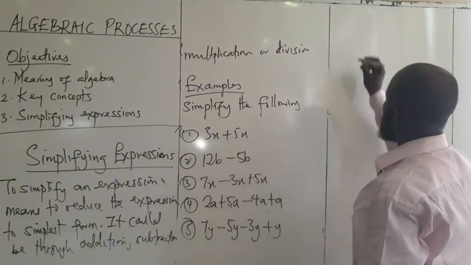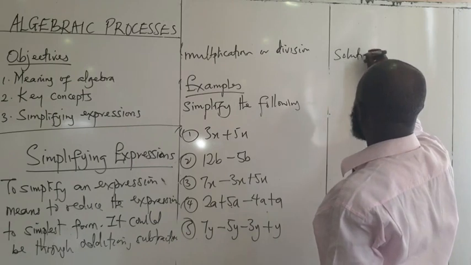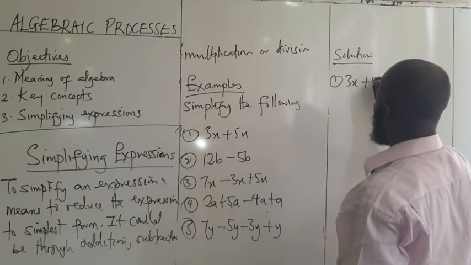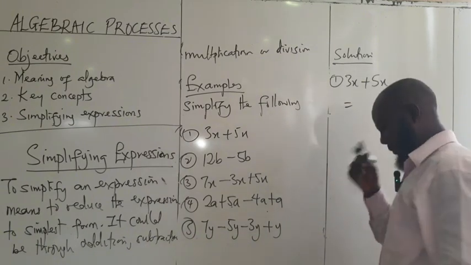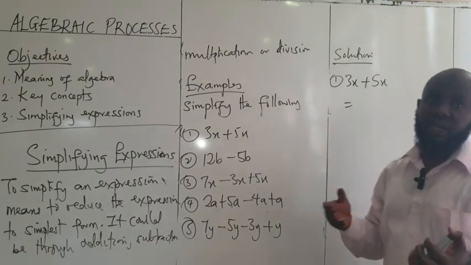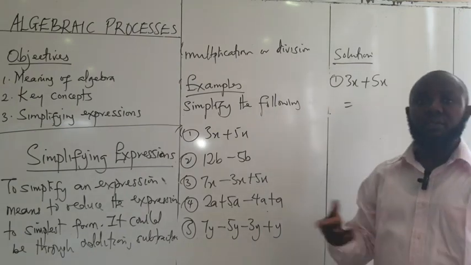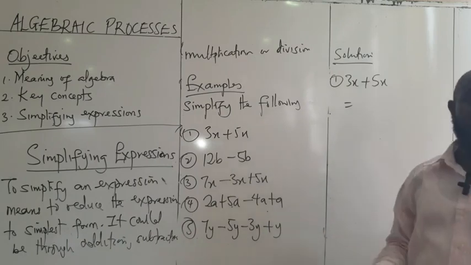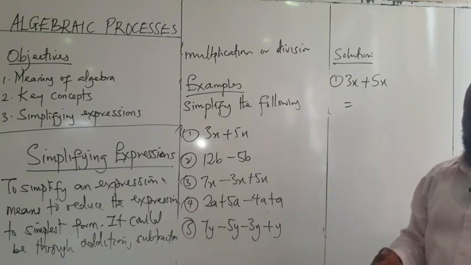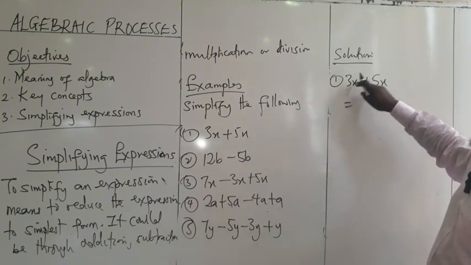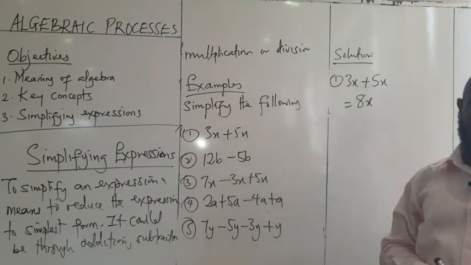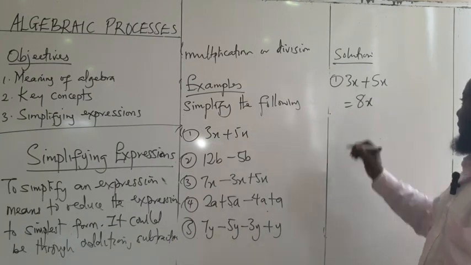So for us to do this, 3x plus 5x. Please take note of this. You can take it to real life. You can say 3 oranges plus 5 oranges, making how many oranges? 3 plus 5 gives us 8. So in that case, 3x plus 5x will give us 8x. I hope that is very clear. We can apply that so that you get it correctly.